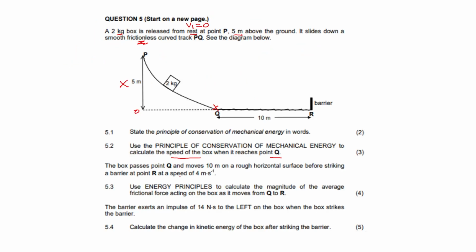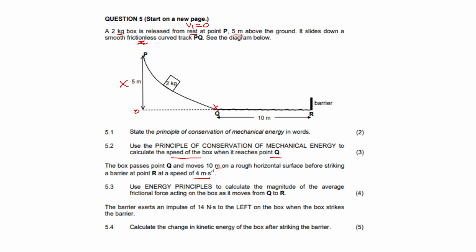Then the box passes point Q and moves 10 meters on a rough horizontal surface before striking the barrier at point R at a speed of 4 meters per second. So the final velocity is 4 meters per second.